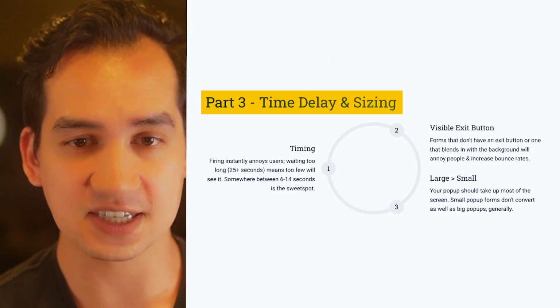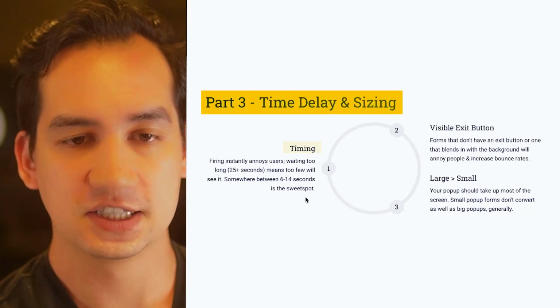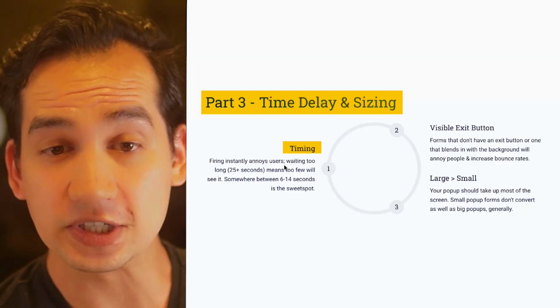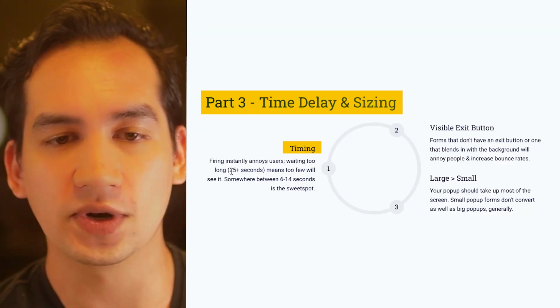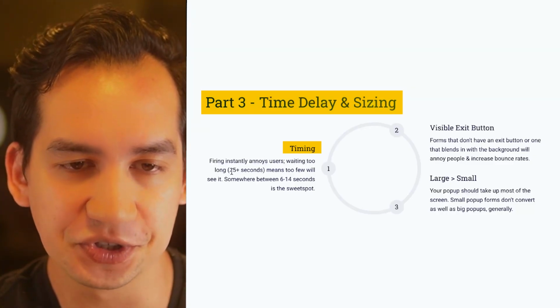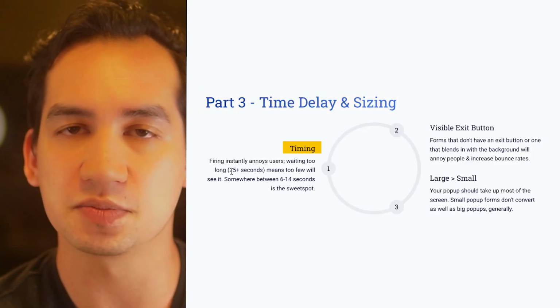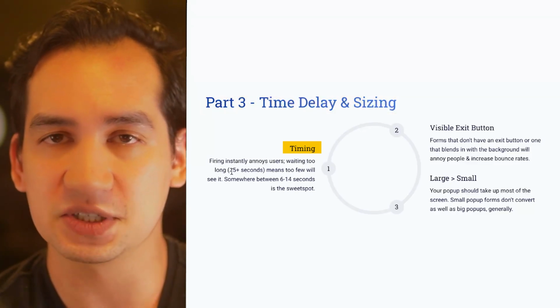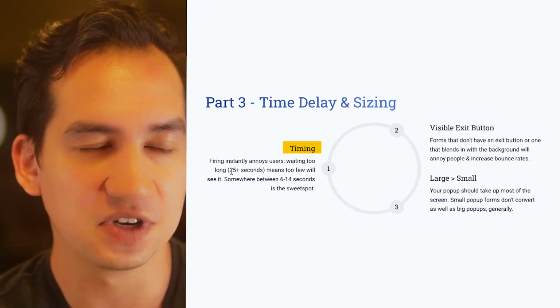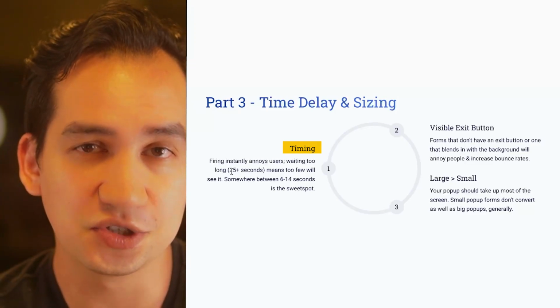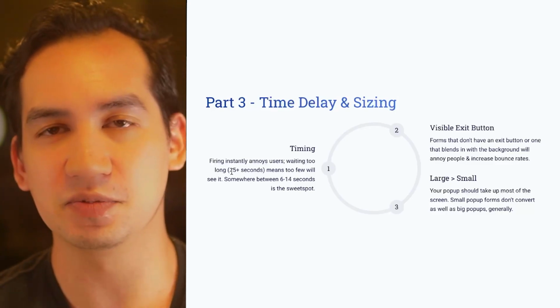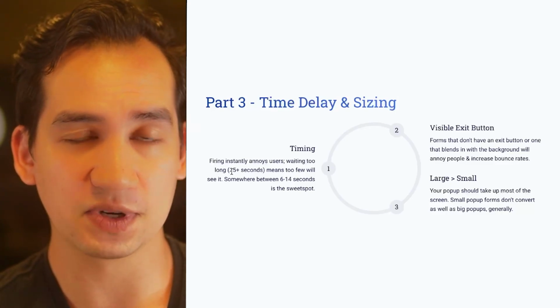Part 3, the time delay and sizing. So timing: firing instantly annoys users. Waiting too long, like 25-plus seconds, means too few will see it, all right? Somewhere between 6 and 14 seconds is the sweet spot. Now, what I've noticed is most brands that we work with tend to err on the side of making the delay too long, and you're going to lose out on people who are only on the website for 10 seconds.